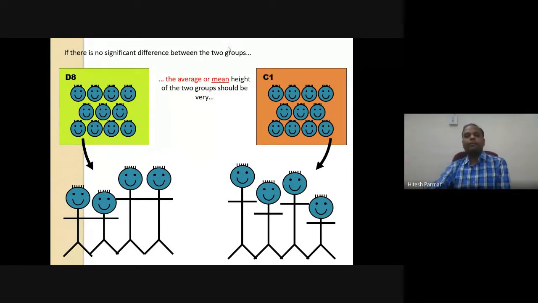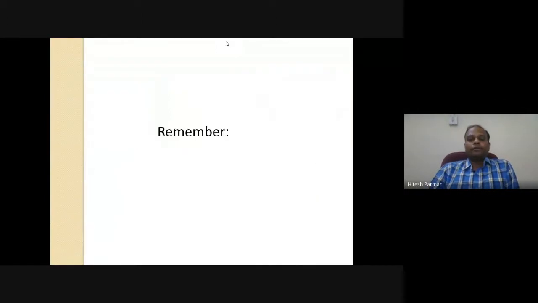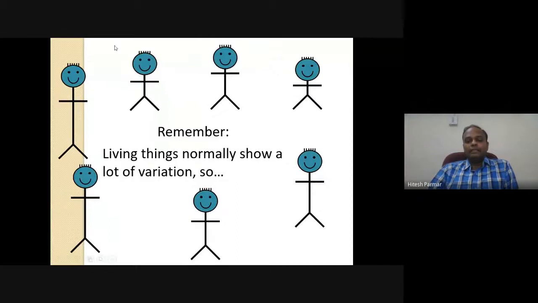Okay? But mean alone cannot represent the data. You all are aware. So we need to add something to this mean. What should we add along with mean? What do you think?